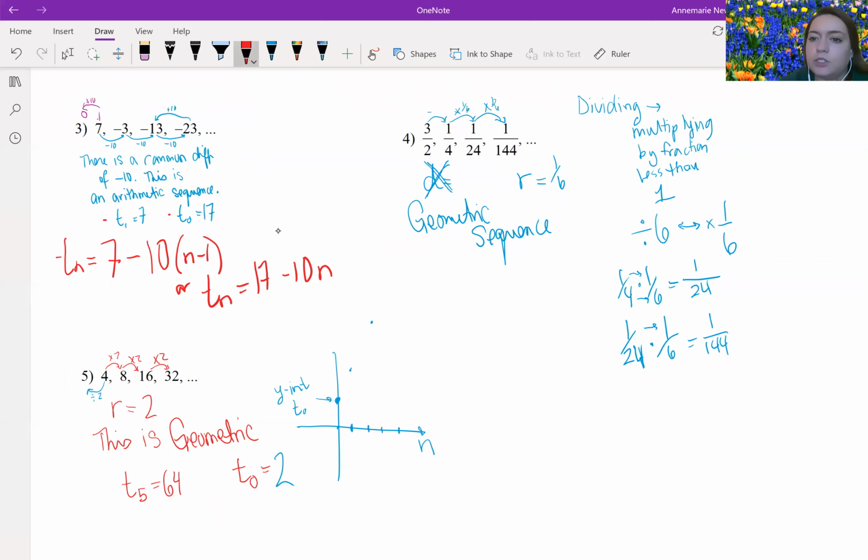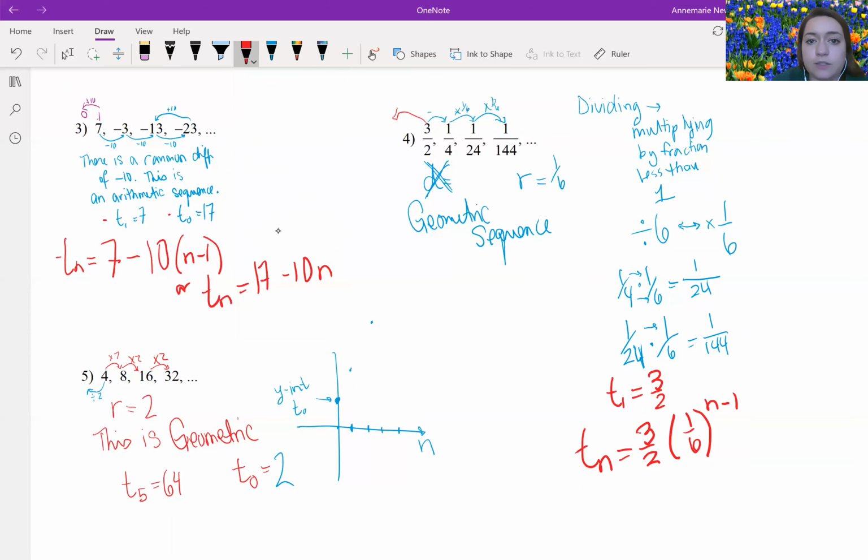There you go. Geometric sequence. We didn't label any of the terms here, so why don't we just use our first term? Our first term here is just 3/2. So our general equation is going to be T sub n is equal to our first term, 3/2, times our ratio, which is 1/6, raised to the n minus first power. There you go.